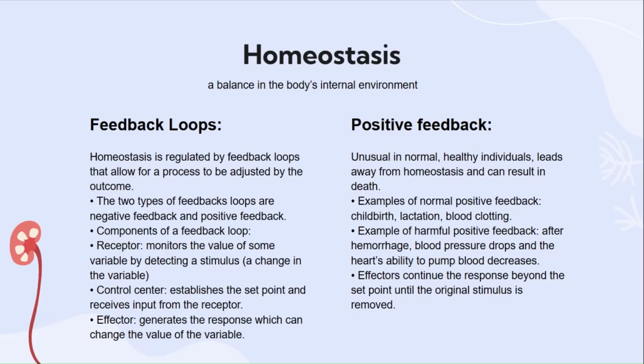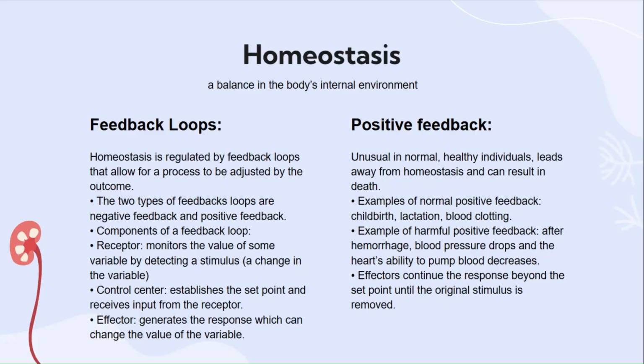Okay, now homeostasis. Homeostasis is a balance in the body's internal environment. It involves feedback loops, including positive and negative feedback loops. Basically, homeostasis is regulated by feedback loops that allow for a process to be adjusted by the outcome. There are two types of feedback loops, negative and positive feedback.